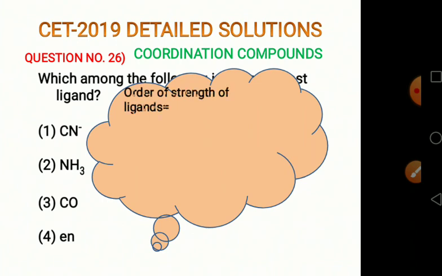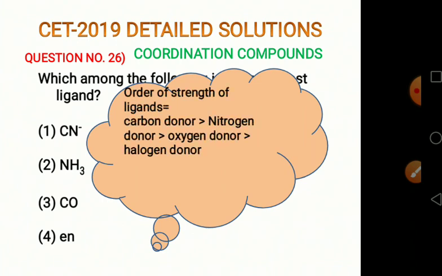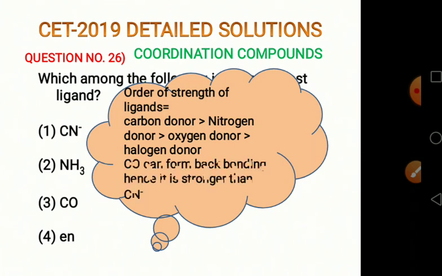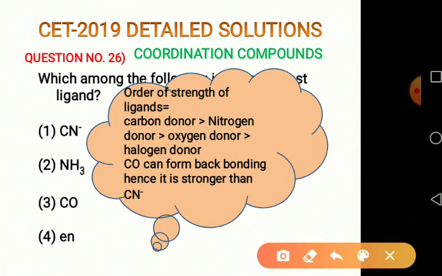The order of the strength of the ligand is carbon donor more than nitrogen donor more than oxygen donor more than halogen. Carbon monoxide can form back bonding, hence it is a stronger ligand. Remember this point. Very important: a carbon donor is always stronger than a nitrogen donor, oxygen donor, or halogen donor.